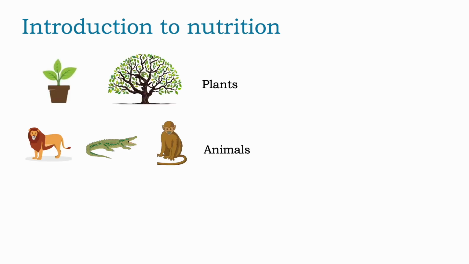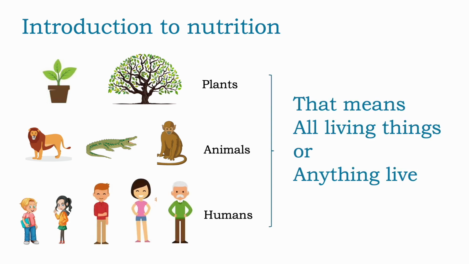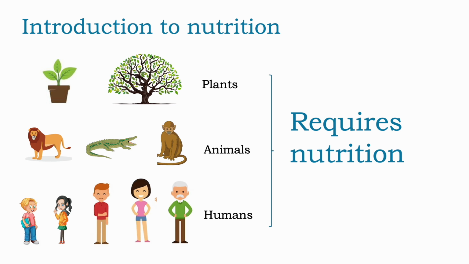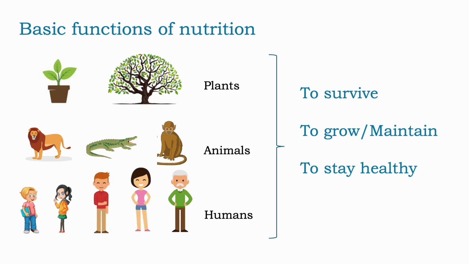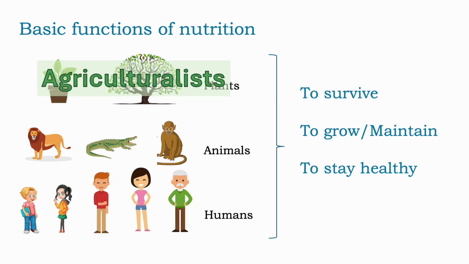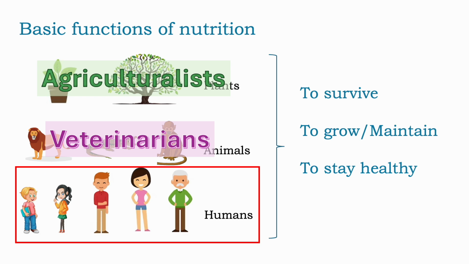Plants, animals and humans. That means all living things or anything live requires nutrition. Why? For what purpose? They all need nutrition to survive, to grow and maintain the body and its functionalities, and to stay healthy. These are the basic functions, or fundamental roles that nutrition plays. Plant nutrition is the subject of agriculturalists and that of animals belongs to veterinarians. We will only talk about human nutrition here.